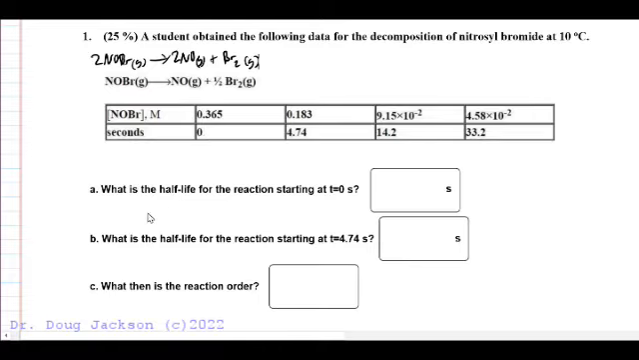So it wants to know in A, what's the half-life for the reaction starting at time equals 0. So by definition, the half-life is going to be the time it takes for this concentration, 0.365, to be cut in half. And so if we look at that, we can get an estimate based on the table for how long that's going to take. If we look at 0.365 divided by 2, let's punch that in the calculator. 0.365 divided by 2, we get 0.183 to three significant figures, and there we go.